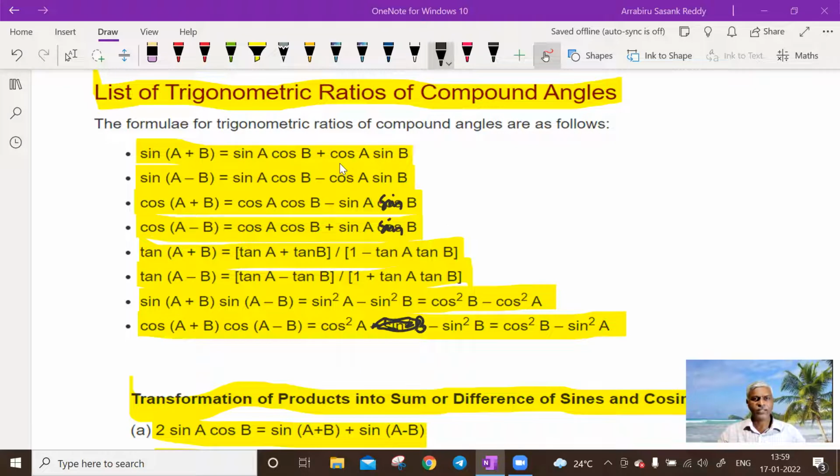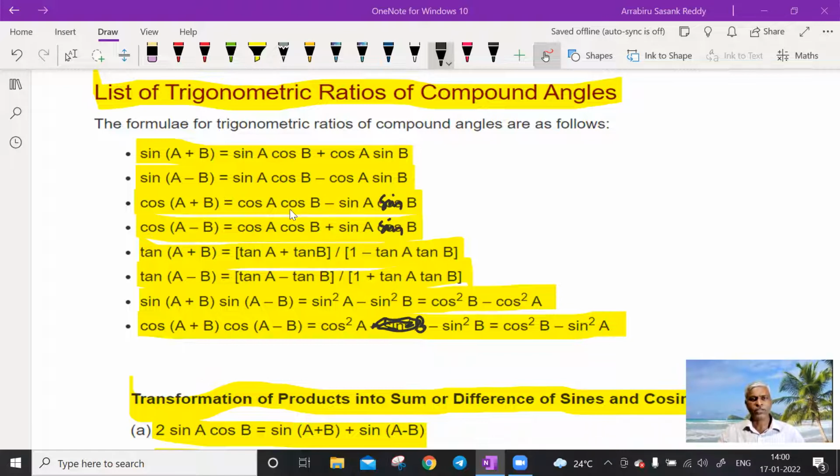You observe this. For sin A plus B, the right side expansion is plus. For sin A minus B, it is minus. So for plus on the left side, it is plus, and for minus on the left side, it is minus. On the right side, it is sin cos, cos sin. But in the case of cos, for cos A plus B, on the right side it is minus in between two terms.